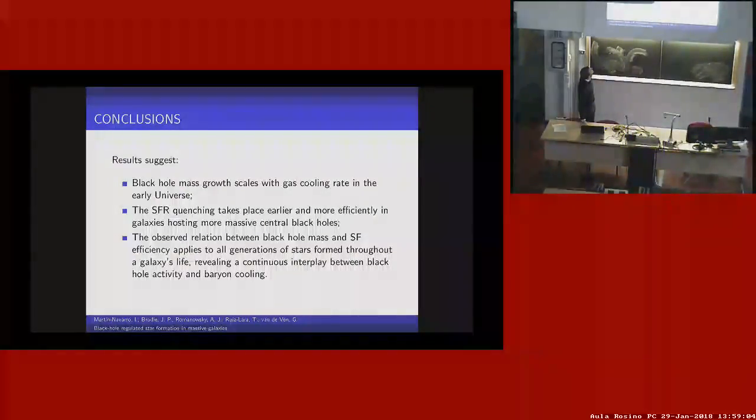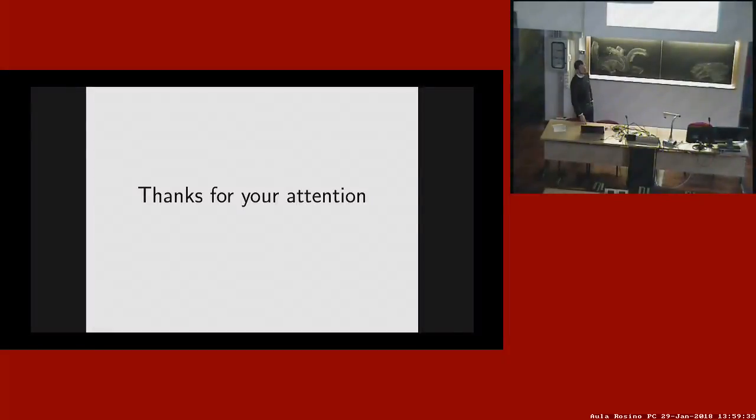So, to the conclusion: the results suggest that black hole mass growth scales with the gas cooling rate. In the early universe, the star formation rate quenching takes place earlier and more efficiently in the galaxies hosting more massive central black holes, and the observed relation between black hole mass and star formation efficiency applies to all generations of stars formed throughout the galaxy's life, revealing a continuous interplay between black hole activity and baryon cooling. That's all. Thanks for your attention.